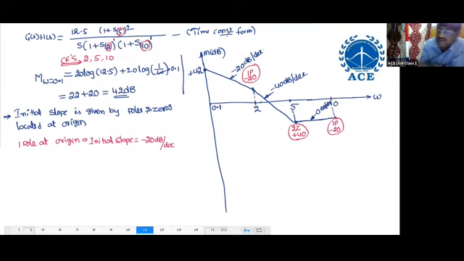0 plus minus 20, how much? Minus 20. Draw a line with minus 20 and extend it up to infinity. That's all. This is minus 20 dB per decade. This is the magnitude plot. I hope you got it. Okay?